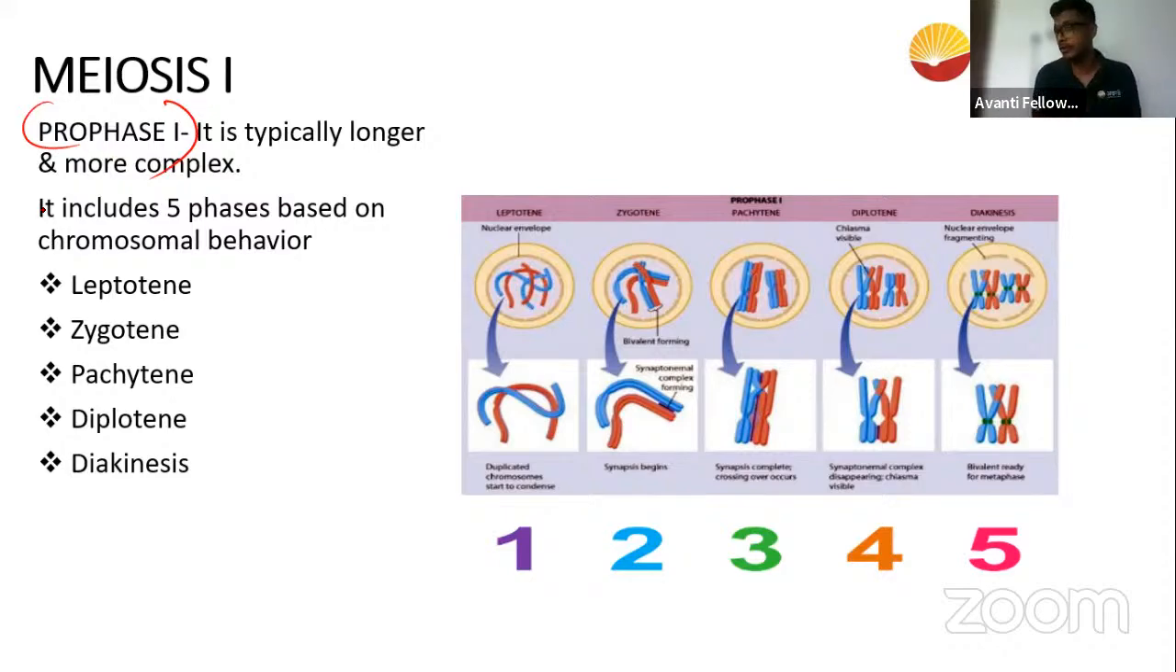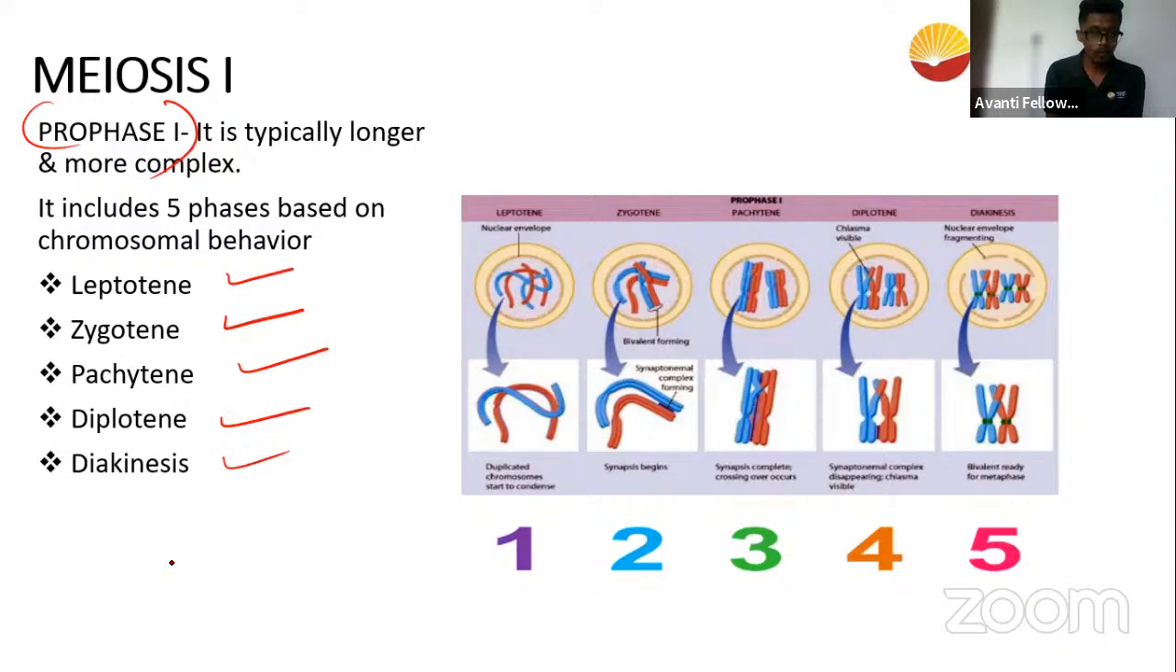Why do we divide it into several substages? Because most of the cellular events remain the same. The cell looks mostly the same, but the chromosomes behave quite differently at each stage. So based on the chromosomal behavior, we can divide this into substages. What are the substages in prophase 1? The first is leptotene, the second stage is zygotene, the third stage is pachytene, and the fourth stage is diplotene and diakinesis.